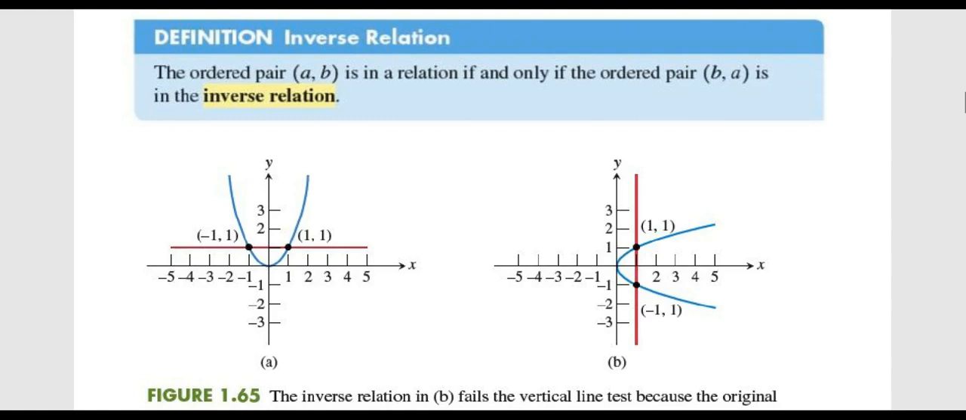Does the original pass or fail the horizontal line test? Fails. The horizontal line test can be used on a function to determine not any information about this one, but about this one. So I could look at this graph and say, yes, it's a function, no, its inverse is not. I don't even have to graph that one to know that information.